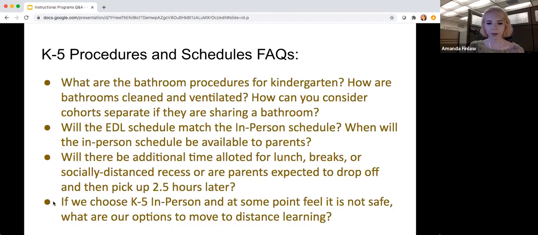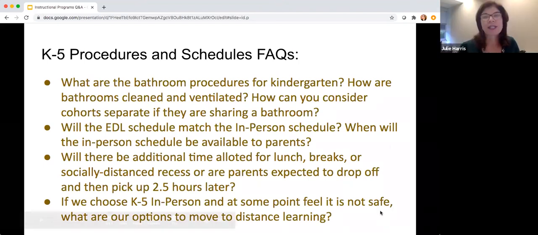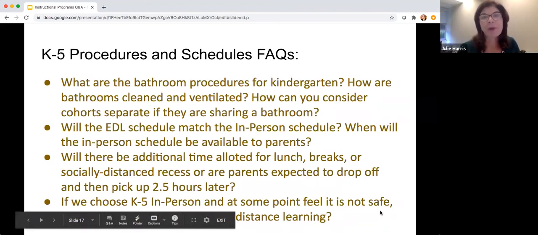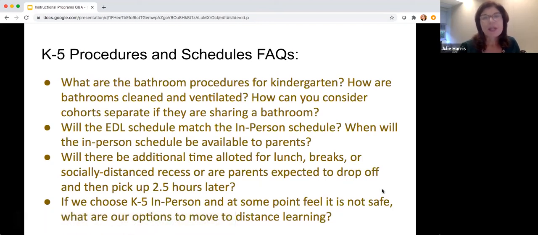If we choose K-5 in person and at some point feel it is not safe, what are our options to move to distance learning? We understand that this is a big decision, but we're really trying to ask families to make the decision now, whether they're going to remain in extended distance learning or go to the AM/PM hybrid. We need to do this for the continuity of learning as we have explained.